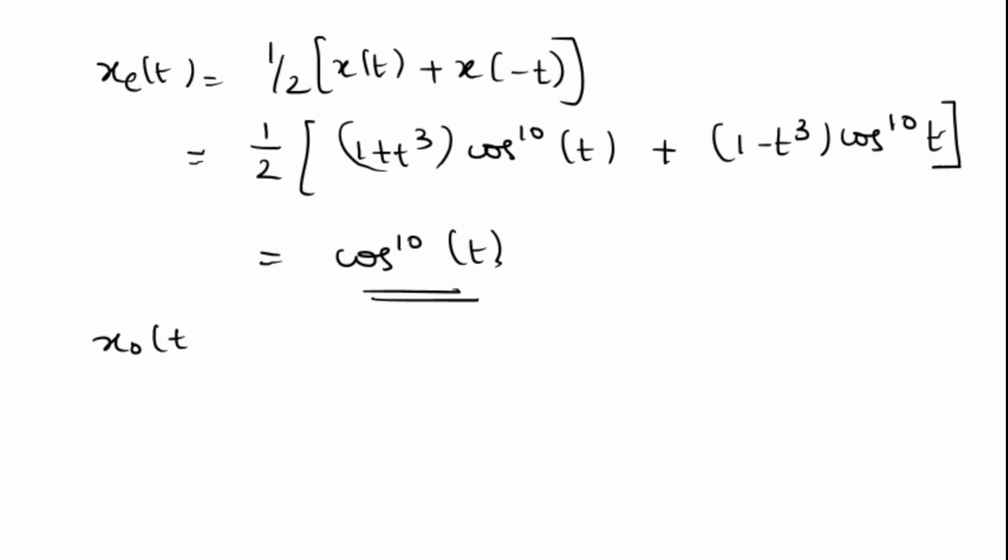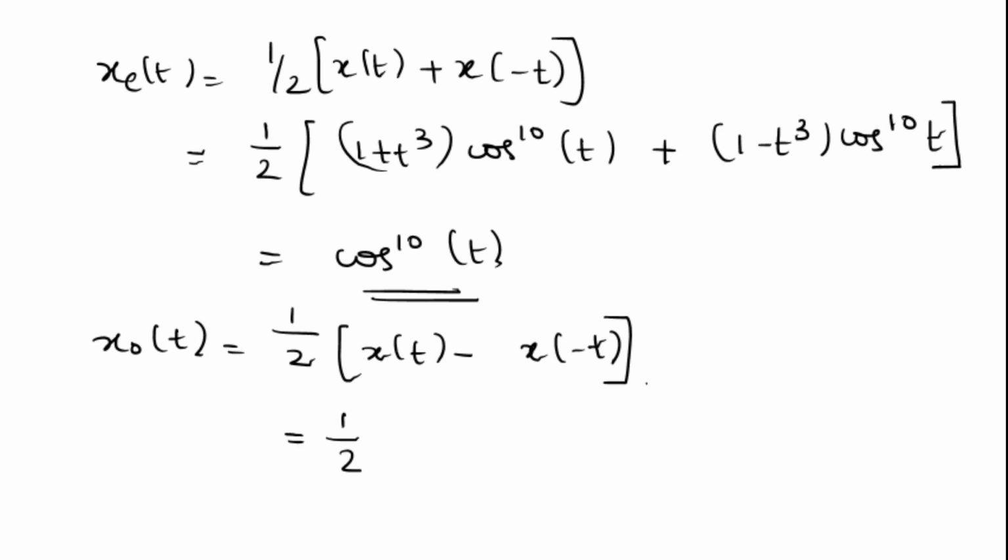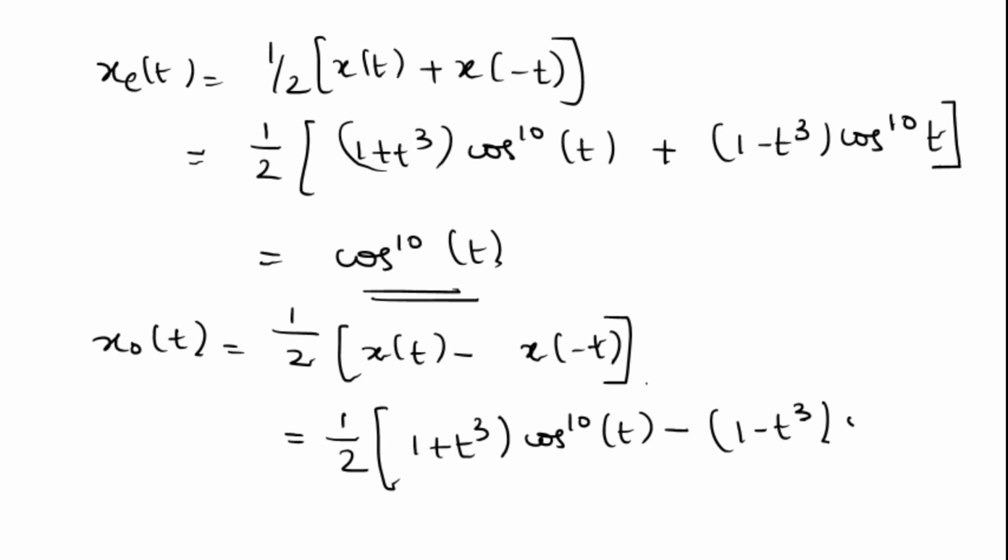Similarly, x naught of t or odd signal is equal to half into x of t minus x of minus t, which is equal to half into x of t is 1 plus t cube into cos to the power 10 into t minus x of minus t is 1 minus t cube into cos to the power 10 into t, which is equal to t cube into cos to the power 10 into t. This is the required answer for even and odd signals.